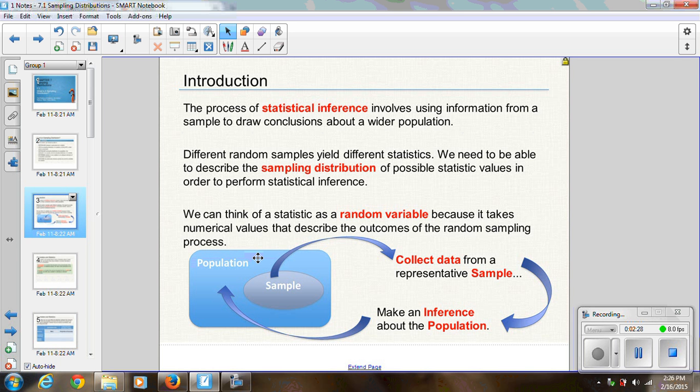We can think of a statistic as a random variable. Obviously, every time I take a sample mean from a sample, I know that the mean is going to be a little bit different every single time. So it's a variable, and I can think of a statistic as a random variable because it takes on numerical values that describe the outcomes of a random sampling process. So here's our sample. It's from a larger population. I collect data on the sample. As long as it's a representative sample, then I can also make inferences about the population, and that's the whole purpose of this course.